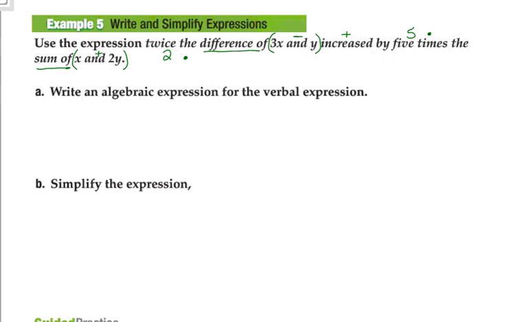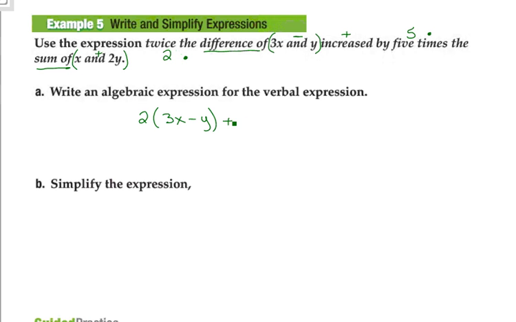Now I'm going to go ahead and actually write this. So twice, I know that I'm taking 2 and I'm multiplying it by this. I put that dot in there to remind myself it's multiplication, but I don't really need it. I'm just going to put a parenthesis there, 3x. I know that that's a difference of, so I'm subtracting 3x and y.